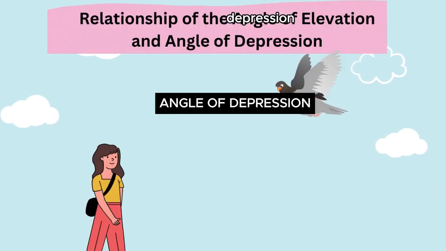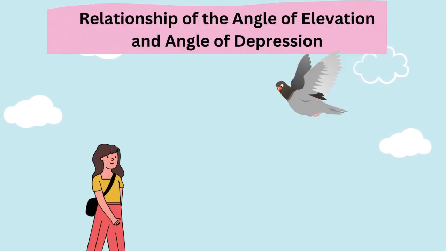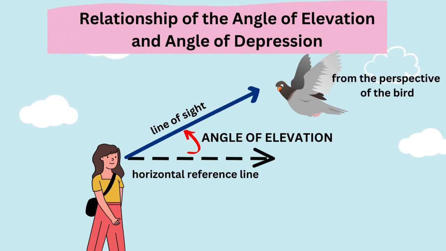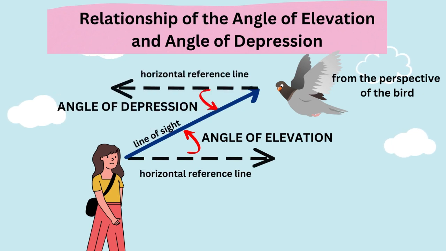Now, let us show the relationship of the angle of elevation and the angle of depression in one illustration. Is it possible? Yes. Suppose we have a girl and a bird. From the perspective of the girl, we will draw a horizontal line of sight, and when she looks up at the object, which is the bird, it will produce a line of sight and an angle of elevation. And from the perspective of the bird, let us draw a horizontal line of sight, and if the bird looks down, it will produce an angle of depression.